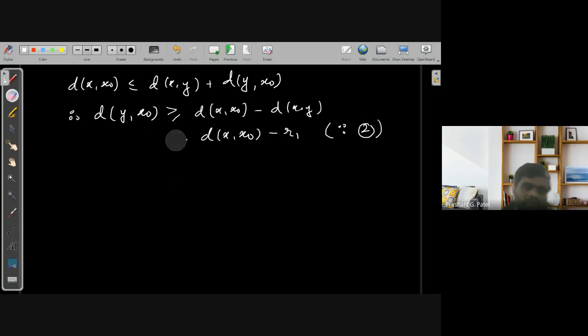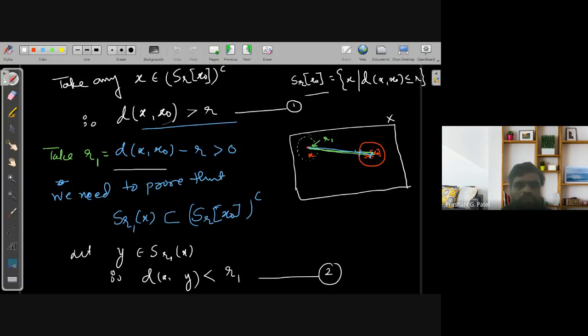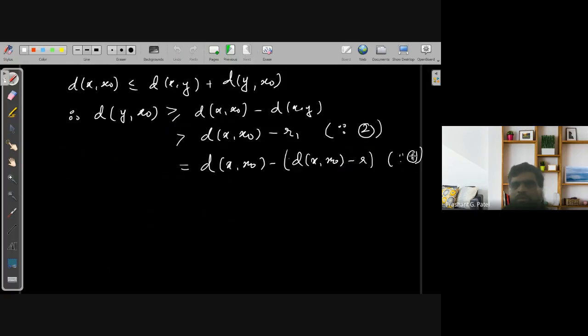In fact, this is strictly greater than, and that is equal to the distance between x and x0 minus r. This is due to inequality 1. For equality 1, we have assumed, let's say this is star. Due to star, we have this, and you can just see that this is exactly r. So therefore, the distance between y and x0 is greater than r.